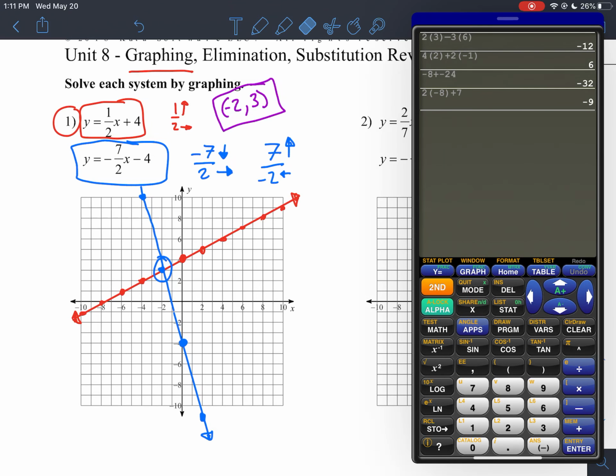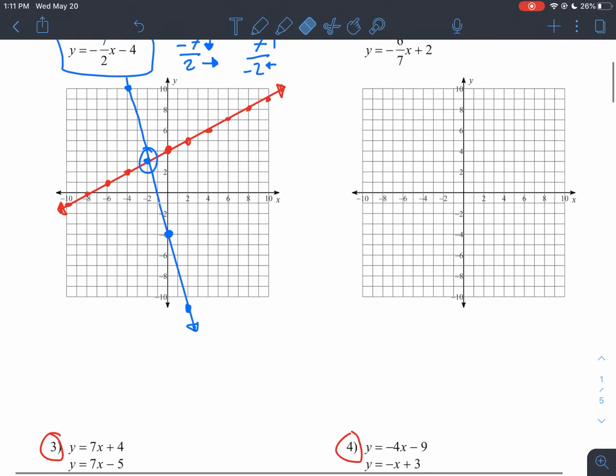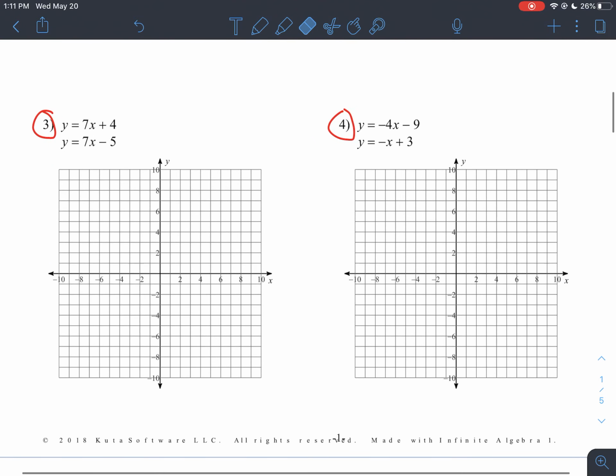So we're going to go 1/2 times -2 plus 4, and this should come out as 3, which it does. And now let's plug in -2 for the other one. So I've got -7/2 times -2 minus 4, and we see that this should come out as 3 as well, which it does. So we know that it checks out in both cases. So that's how you can check these. You plug them back in as we've talked about throughout this unit.